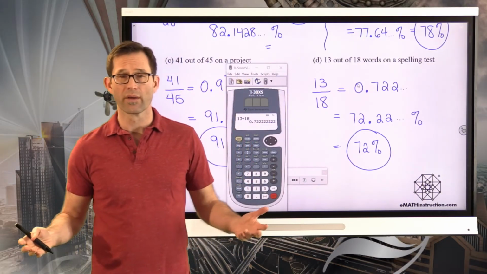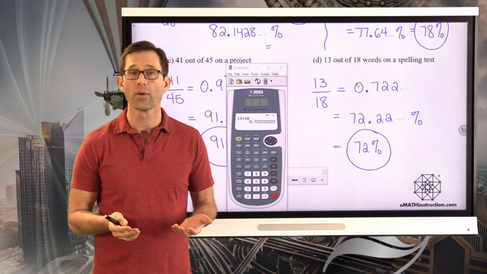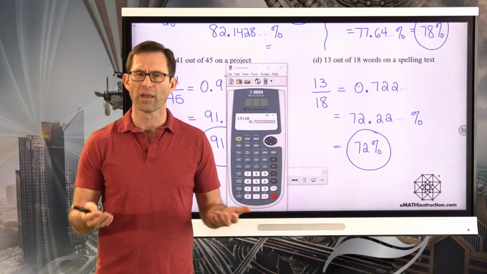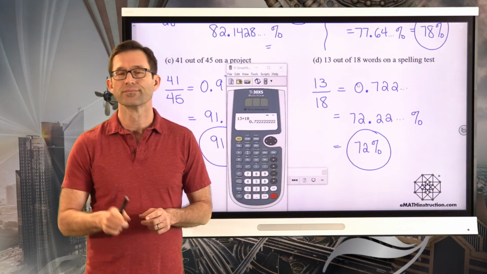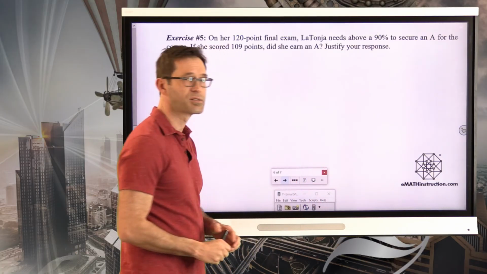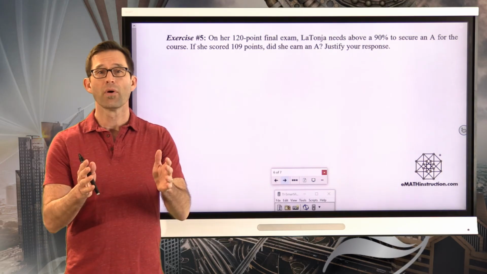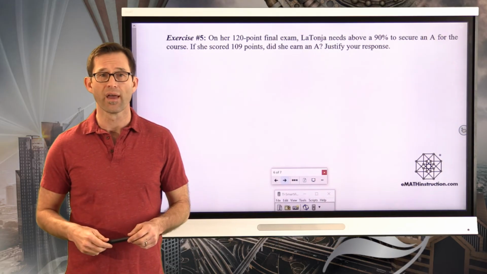We don't always want to round to the nearest whole percent. It's just within this context where we're talking about a grade that we might get on something that it probably makes sense to round to the nearest percent. All right, let's get this out of here and do one last problem. Exercise number 5. On her 120-point final exam, LaTanya needs above a 90% to secure an A for the course. If she scored 109 points, did she earn an A? Justify your response. Awesome. Pause the video now and see if LaTanya earned an A.